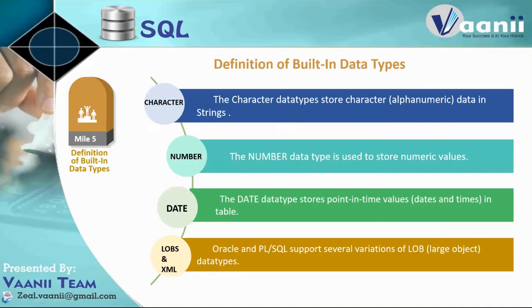Now the last one is LOB. Whenever you go to any website and watch a movie or see a picture or a big chunk of multiple pages of information, all this data gets stored in LOBs. And XML is one of the data types we have in the database where we can store data even in XML format.